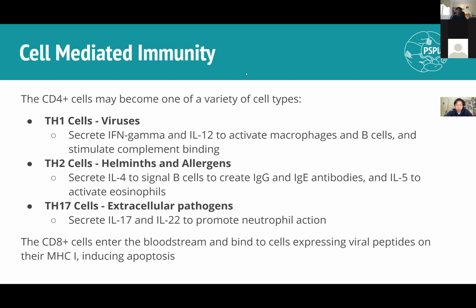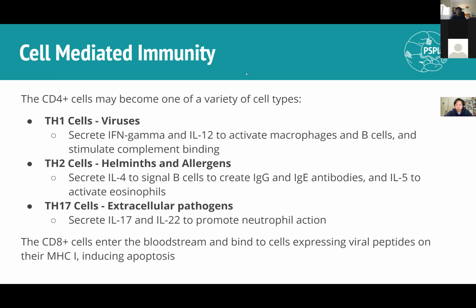When we have helminths and allergens, we signal B cells to make IgG and IgE antibodies. If you remember, IgE antibodies are linked to allergies, and they're a major part of how that works. And also interleukin 5 to activate eosinophils. Remember, eosinophils are the ones that help you kill big things like worms. So if you have a helminth, you want to have those be activated.